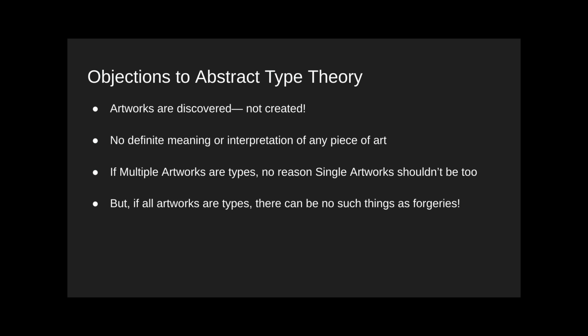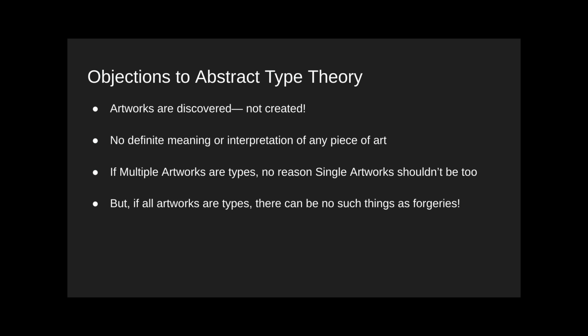Well, if artworks are like words and they're some sort of abstract type like that, then the same goes for artworks. There's not going to be any standard meaning or interpretation that they have. Another worry is that if multiple artworks are just these abstract types, there doesn't seem to be any really good reason to say that single artworks, like the Mona Lisa, shouldn't be just types as well.